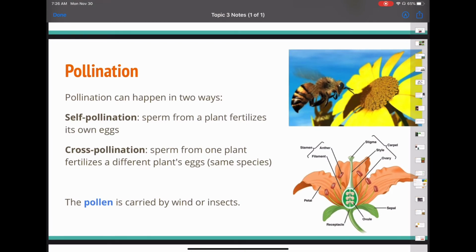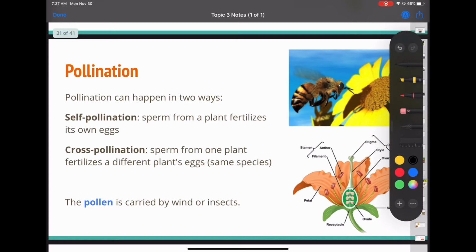So we have pollination, and it can happen in two ways. Self-pollination, or cross-pollination. If you think about yourself, you're talking about one person. You're talking about you. If we're talking about a flower for self-pollination, it means that its own male part, its own stamen, gave pollen over to its own female part, or its own pistil.